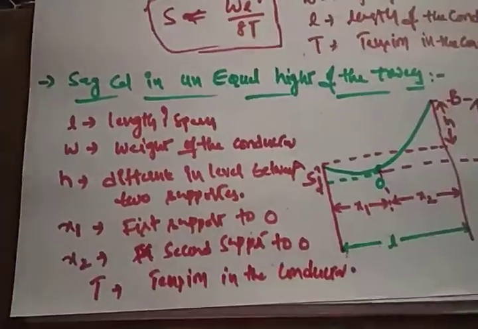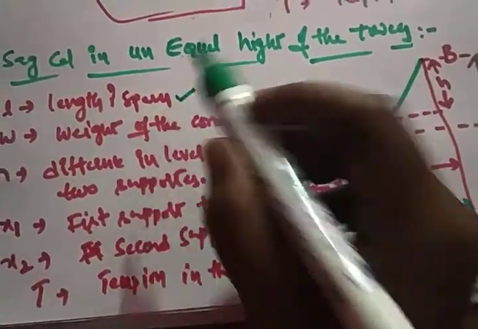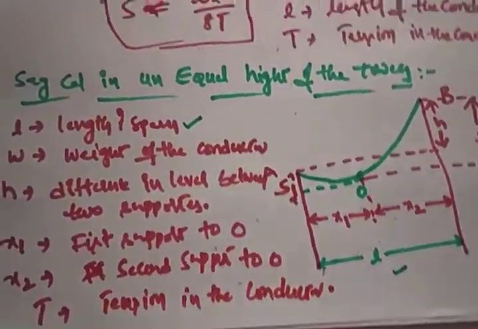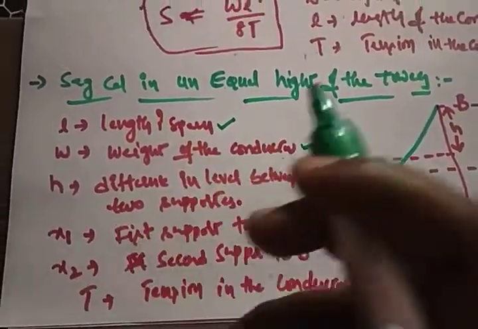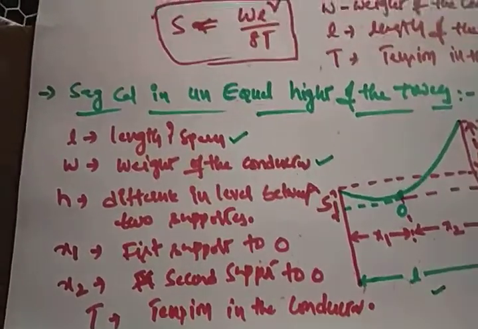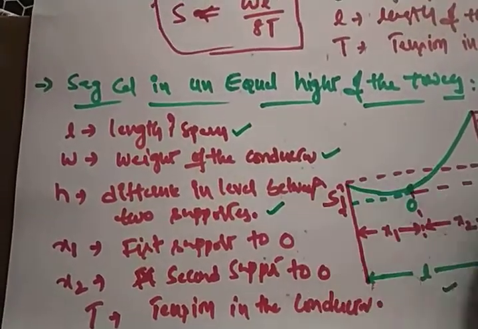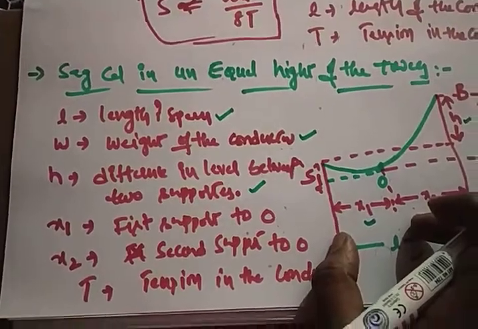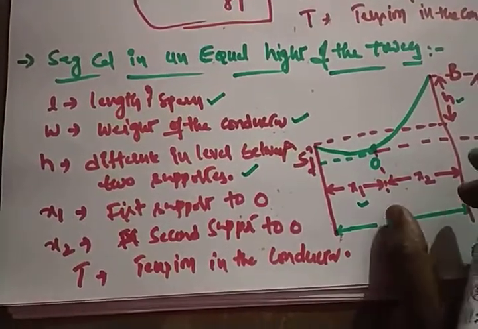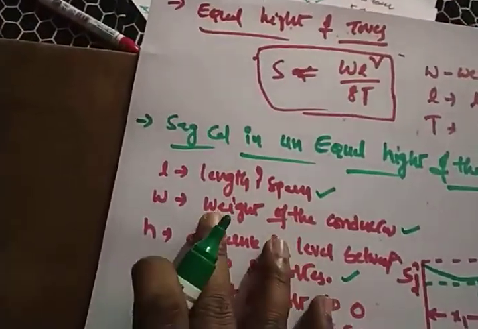right? So what are the parameters that we are assuming? L is the length of the conductor. W is the weight of the conductor per unit length, that you are assuming each and every time. H is the difference between the two levels. This is x1, first support to midpoint O. This is x2, second support to the midpoint O. And T is the tension in the line. Right?